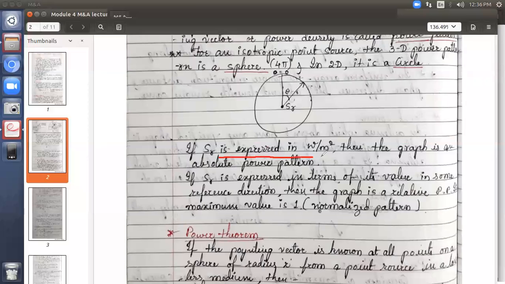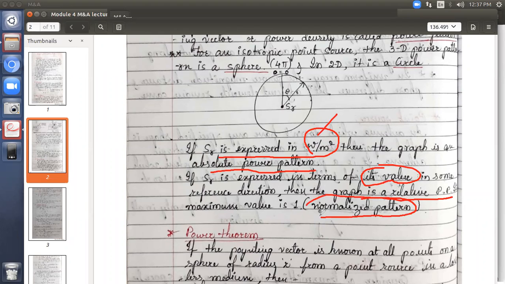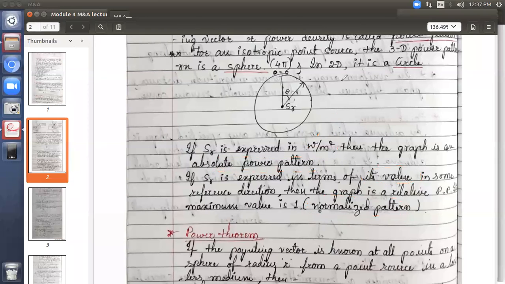So if SR is expressed in watts per meter square, yesterday you told me the unit of SR: power density, power flow per unit area, watts per meter square. If it is expressed like this, it is called absolute power pattern. And if it is expressed in terms of a certain relative value with respect to a certain reference, with respect to this direction, this much is the Poynting vector, comparative, then we call it relative power pattern. We also call it normalized pattern. Normalized value means shrink down to 1. Range is between 0 and 1.